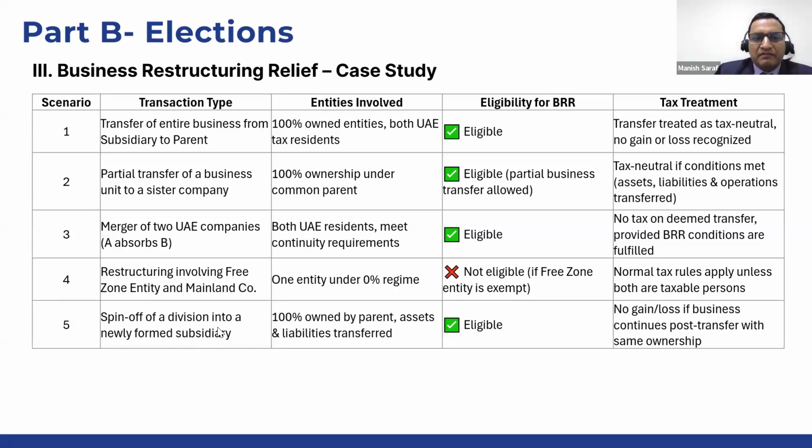And even a spin-off of a division to a newly formed subsidiary company, like they were having maybe leasing and facility management as a single business together, but they divided it into separate business teams. Facility management is taken care of by one business head, and leasing is taken by another, and those are spun off. There also, when they do the spin-off, it won't be taxable, and they can get the benefit of business restructuring relief.